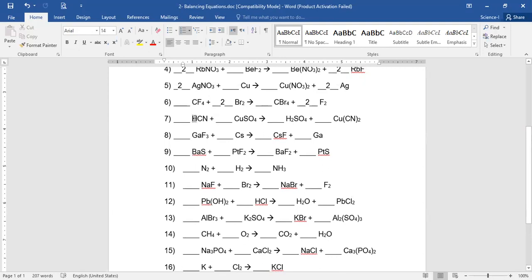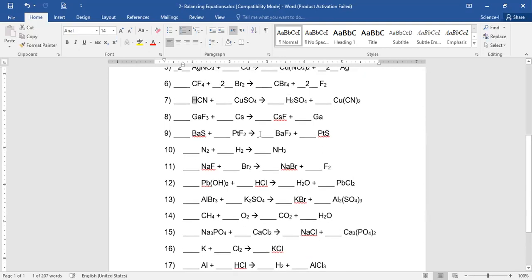Okay. How many hydrogen do we have here? 1. And here? 2. So what should we do? Multiply by 2. So like this, we have 2 hydrogen, 2 C and 2 N, yes? Yes. So how many C and N here? 2. So this side, they are balanced.